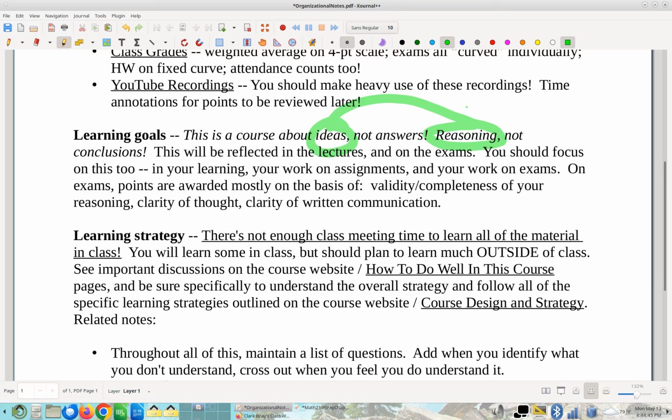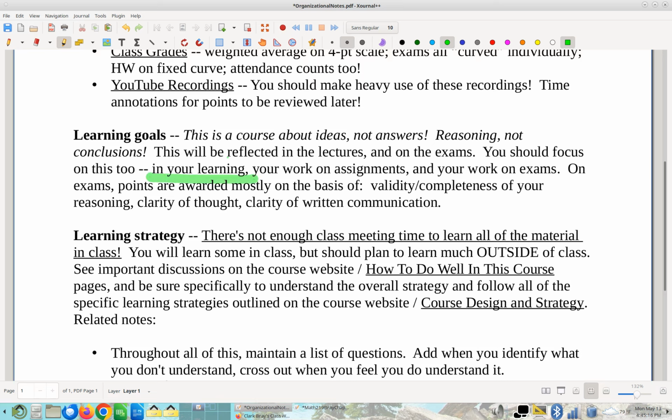Creatively, in ways that maybe aren't exactly like what we did in class. But again, if you understand the ideas and if you have a good proficiency with mathematical reasoning, then you should be able to use those to solve problems that you haven't seen before. Very important. So you should focus on this throughout the course.